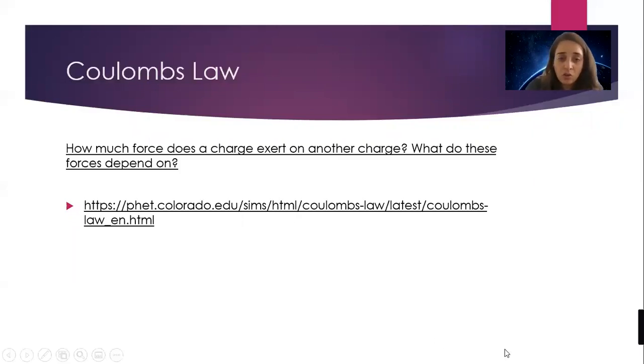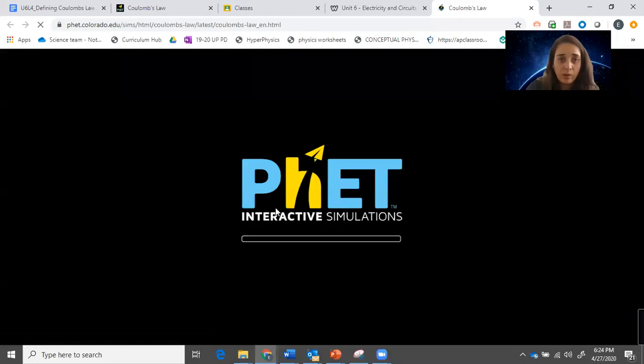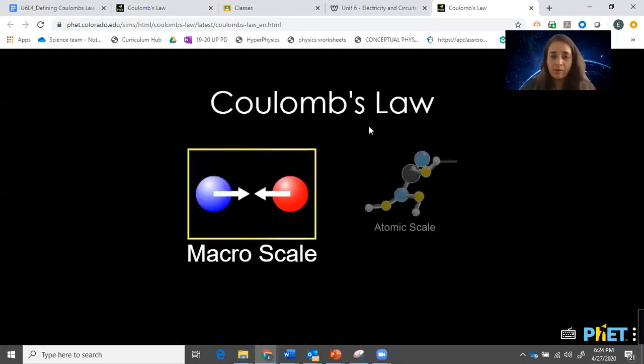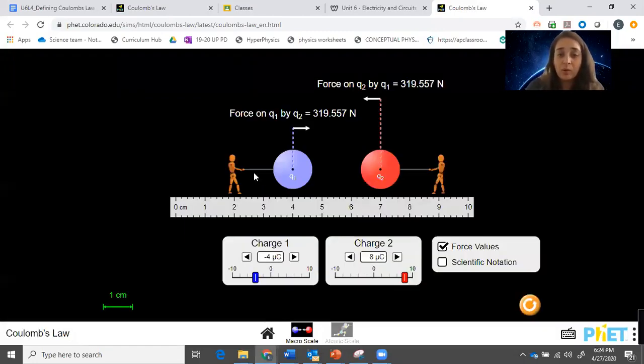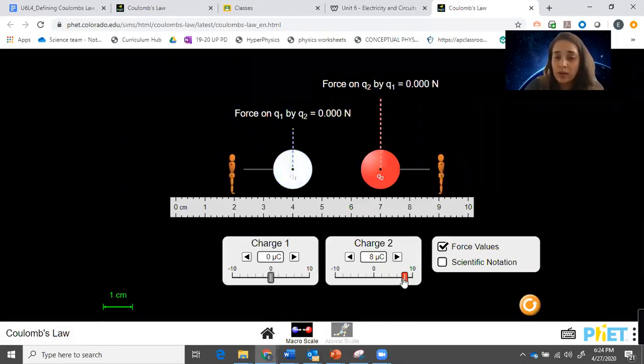So I'm going to show you guys something on a simulation, and then we'll continue to explore this concept on our own. So here I have a PhET simulation. By the way, this is linked at the bottom of your classwork document if you want to come back and play with this on your own.